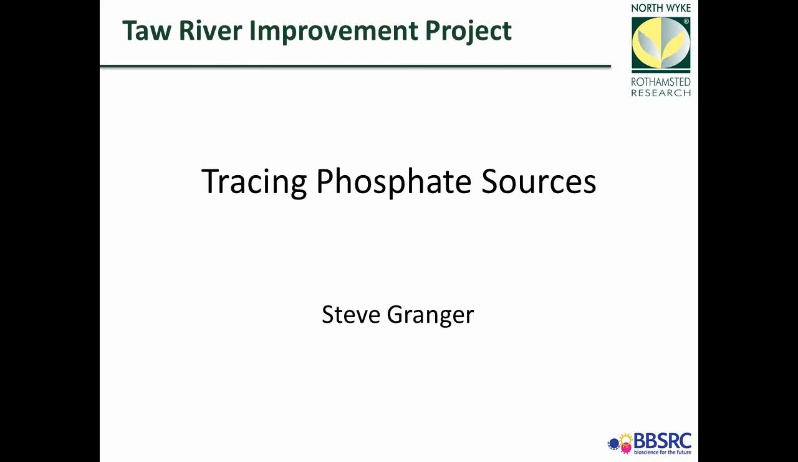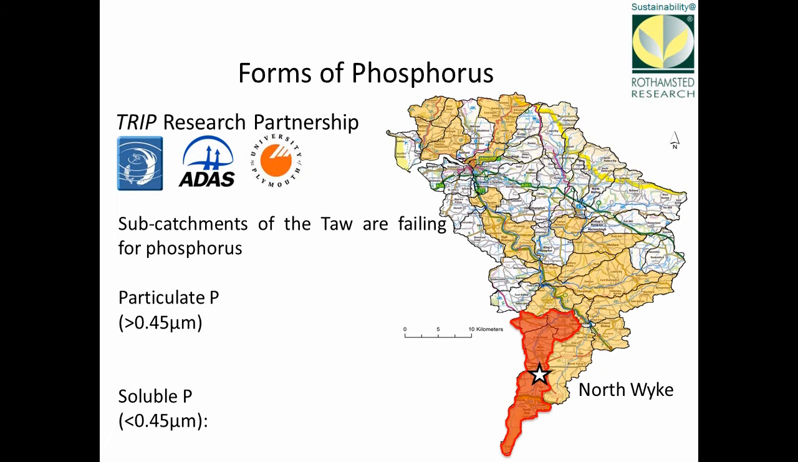Okay, so carrying on from that last talk, I'm most interested in the phosphate in the water there. And within this project, I'm trying to trace where the sources of this phosphate might be coming from. So as you just heard, various subcatchments of the Tor are failing for phosphate. So it might be worth just touching on what the forms of phosphorus are in the rivers.